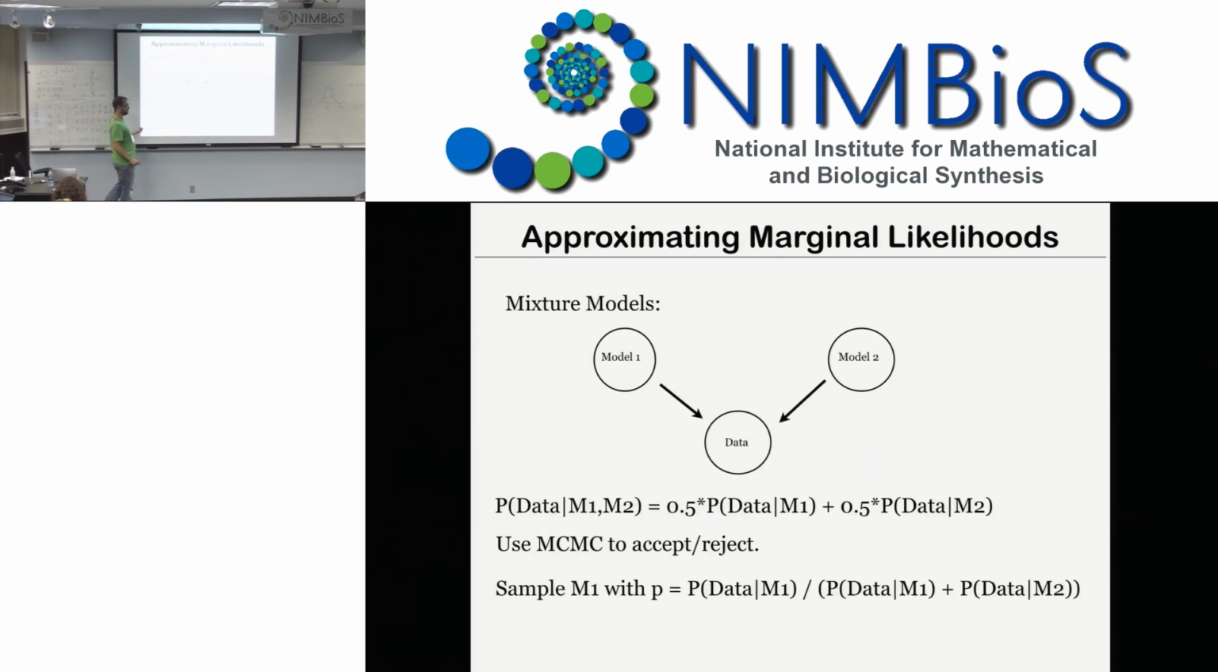The next approach that we can also do to compute Bayes factors is by using mixture models, where we're setting up two different models, and then we're saying that the data is drawn from a mixture of model 1 and model 2. Then we say the probability of the data, if it's an equal mixture, is 0.5 times the probability of the data given model 1 plus 0.5 times the probability of the data given model 2. And then we can use the MCMC to accept or reject from which model the data actually comes, so we can compute the contributions of those probabilities.